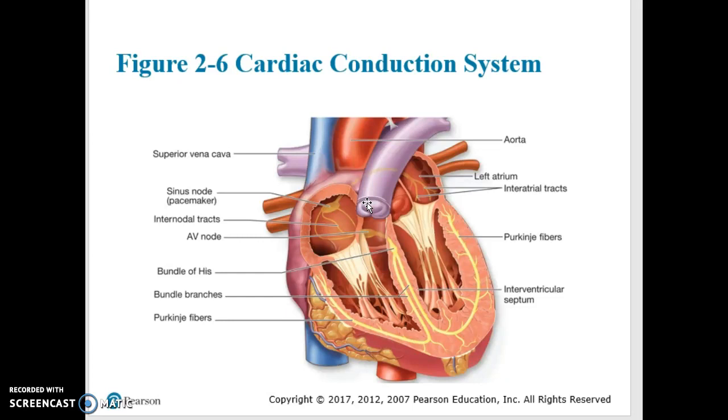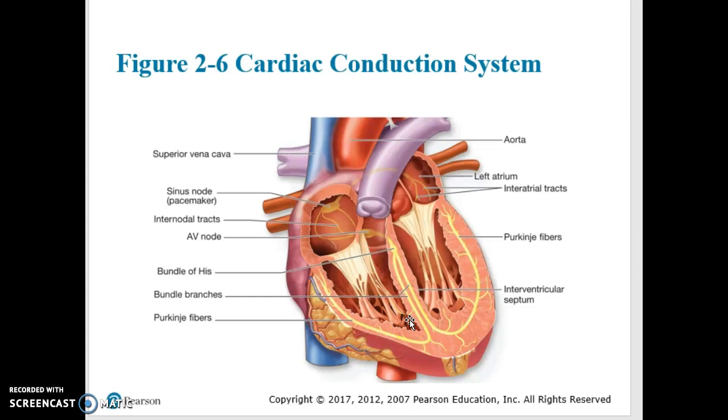So now that we've gotten to step 3, after that happens, the impulses move down the internodal tracts. As they move down the internodal tracts, they go to the AV node, which is a special group of cells located just to the right of the septum in the lower right atrium. So if you see here, this is your septum. The AV node is located just to the right of the septum. The AV node has earned its name of being the gatekeeper of the heart because it controls the impulses that go through to the ventricle.